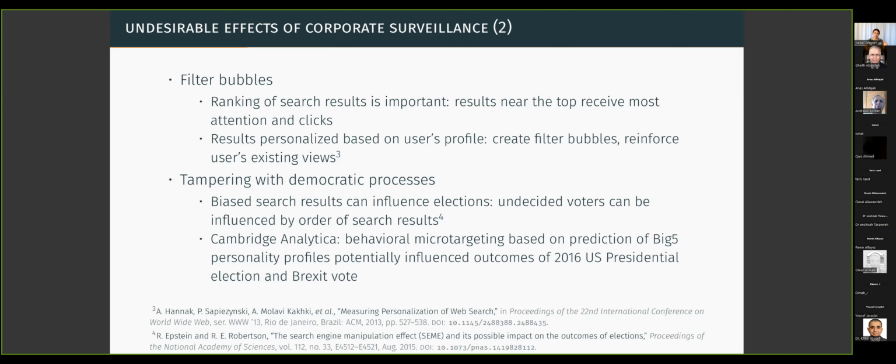And there is also some research to substantiate this. For example, one study found that if you present slightly biased search results, then it is easy to influence undecided voters to essentially swing their vote to one direction or the other. And the Cambridge Analytica data basically enabled targeting of political ads specifically at those people who were presumably undecided.